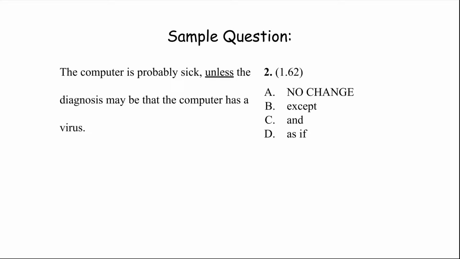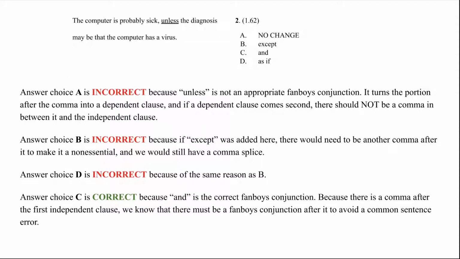So like Hayden was saying, the only three ways that we can join two independent clauses are a period, a semicolon, and a comma fanboys. The only fanboys present here is "and." So for that reason, it has to be answer choice C. So be really careful and make sure that when you're joining two independent clauses, you always use comma fanboys, not comma unless, except, or as if.